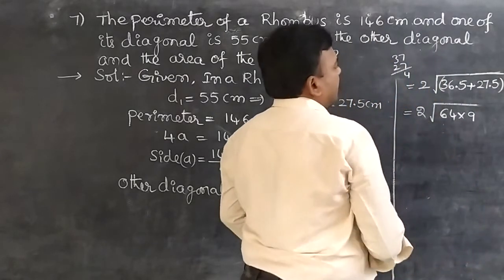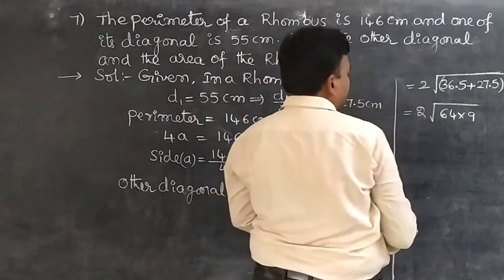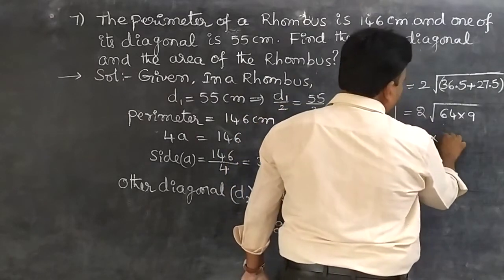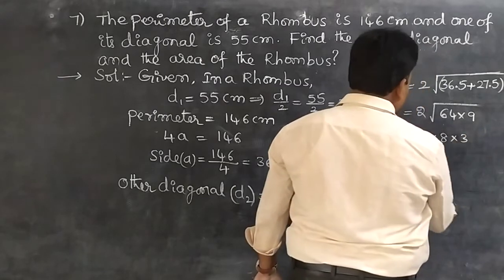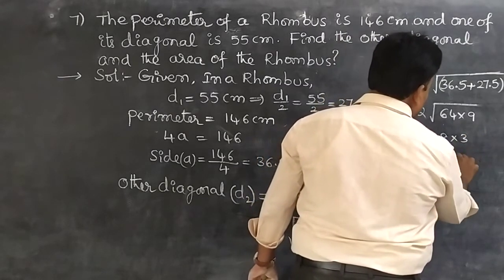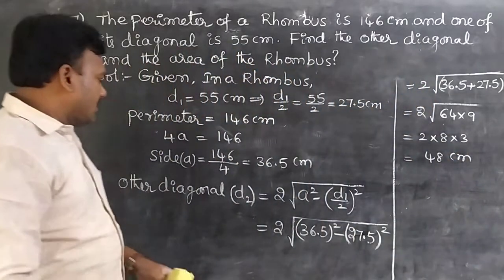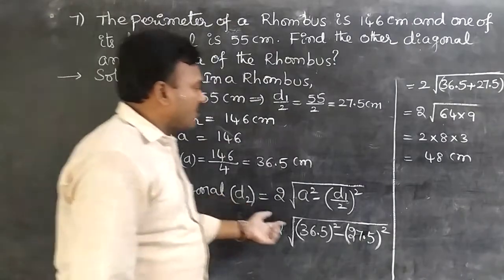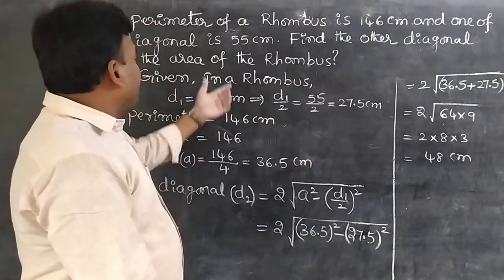So then that implies 2 into square root of 64, value 8, and square root of 9, value 3. It becomes 2 times 3 is 6, 6 times 8 is 48 centimeters. So the other diagonal D2 equals how much, student? 48 centimeters.